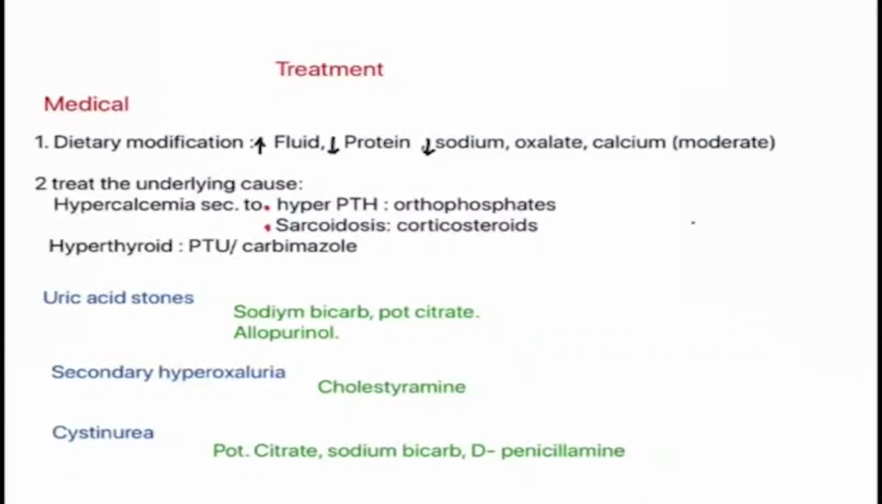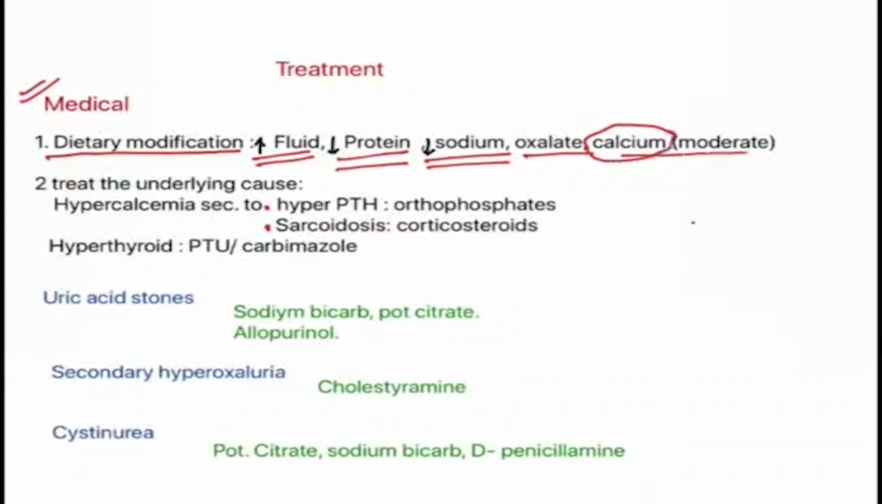Now coming to the management part. First is medical management and then surgical management. There are some dietary modifications which are required, like increased fluid intake so that more urine is formed, which helps in evacuation of the stone. For this, diuretics are also given along with increased fluid intake. Then there is decreased protein intake and decreased sodium intake. Calcium and oxalate are also reduced in the diet, but the calcium is only moderately reduced.